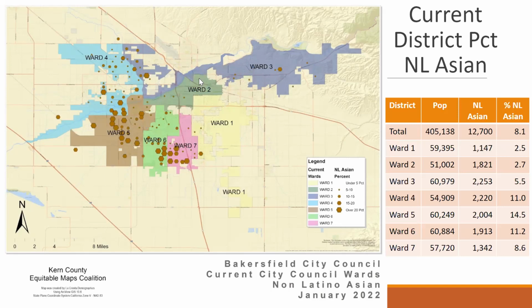Again, we see with our Asian populations that the wards, especially between wards 6 and 7, this is the current Bakersfield map, and Map Plan A tends to do this splitting of especially our Punjabi, Indian, and other Asian American communities in Bakersfield. And so we identified this as a problem that we wanted to fix as well in the Equitable Map Coalition map.